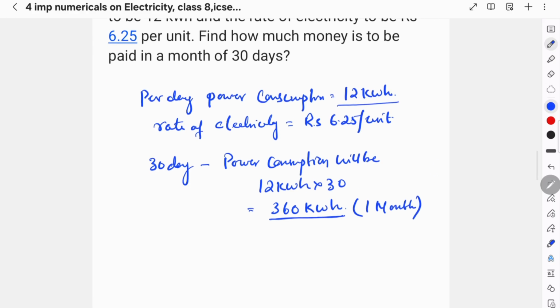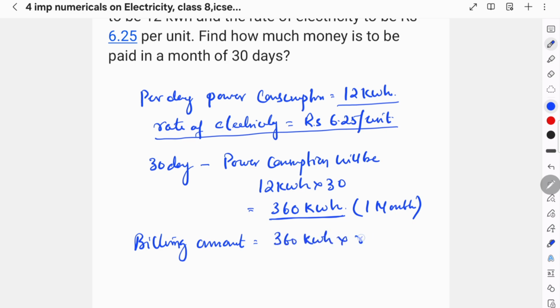Now the rate of electricity is 6.25. So the total billing amount will be the power consumed in 30 days, that is 360 kilowatt hour, into the rate of electricity. So this is basically 360 kilowatt hour into 6.25.